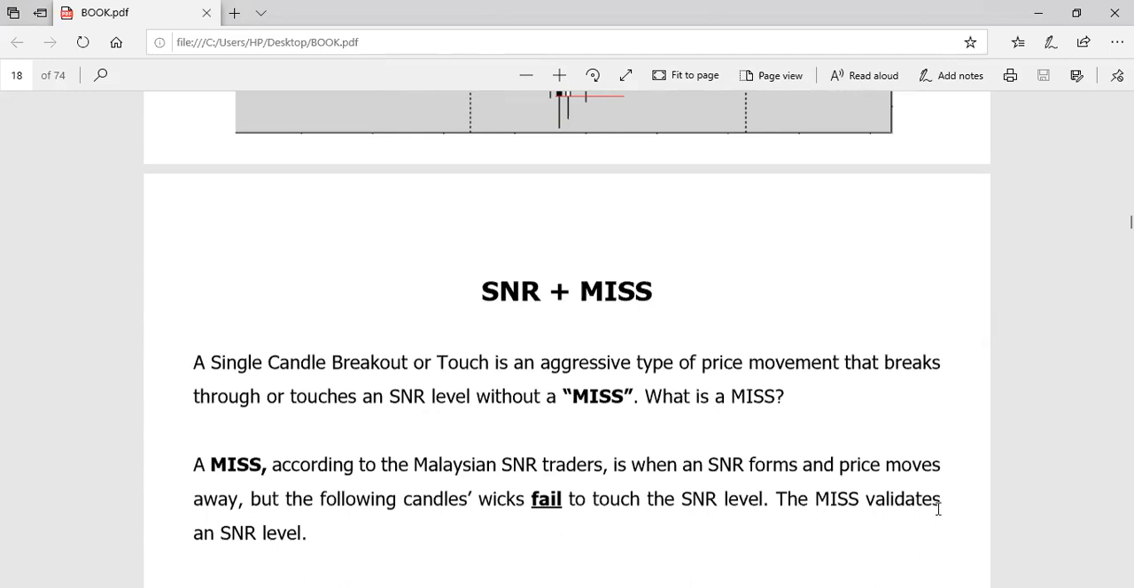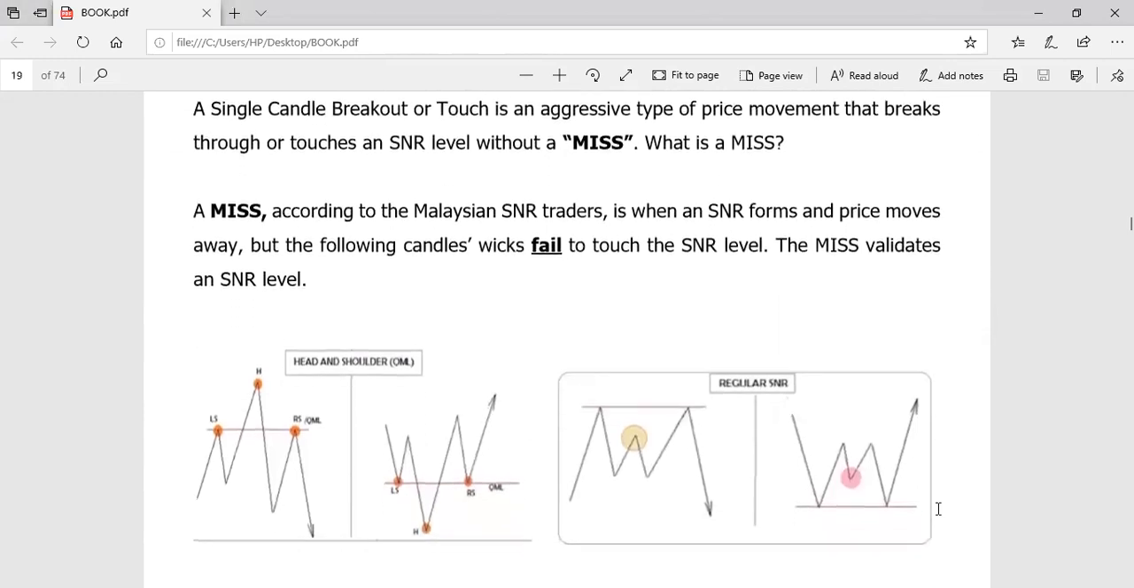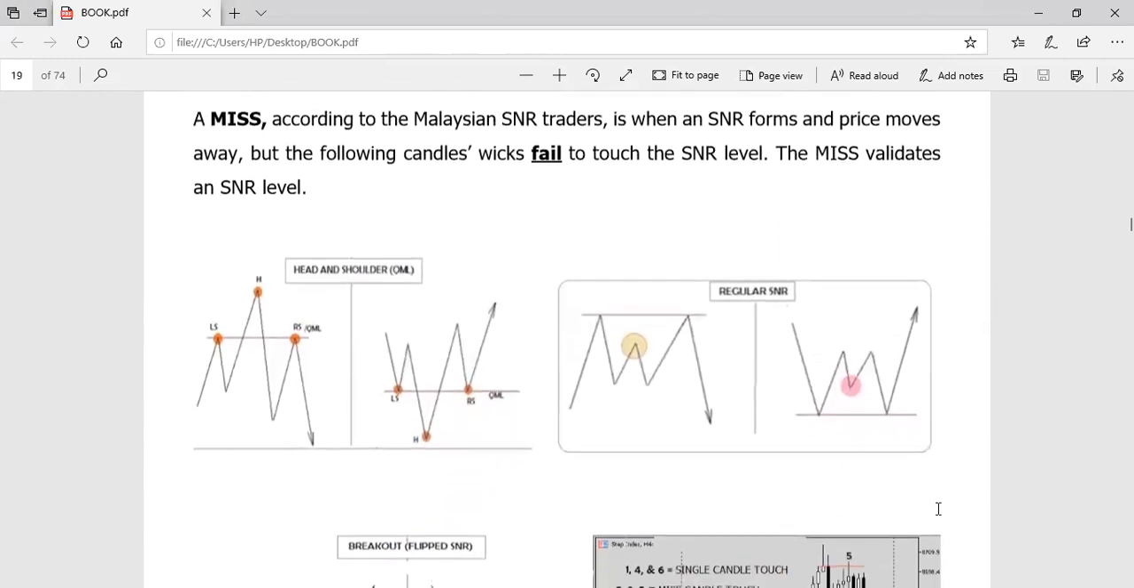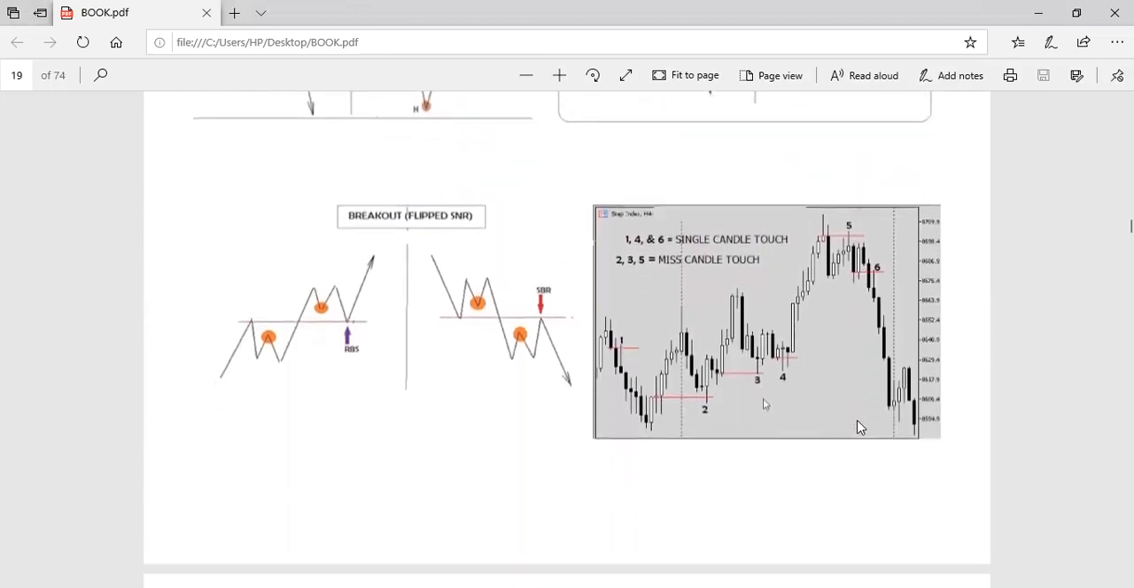So a miss, according to Malaysian trader, is when an SNR forms and price moves away, but the following candle wicks fail to touch the level. That's a miss. When price comes in, this is an SNR, right? Price comes in, reverses down, pulls back, and does not touch this level. When we have a gap between here and this first touch, that's what we call a miss. So it's valid. It makes that place potential when price taps into it.